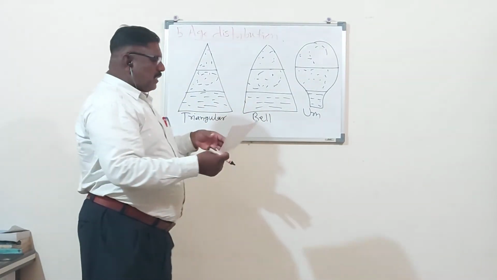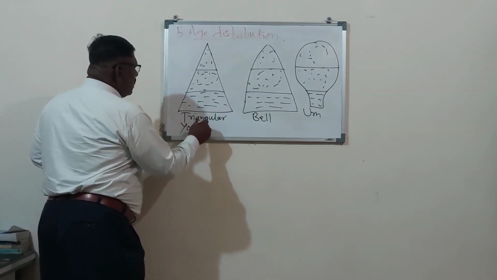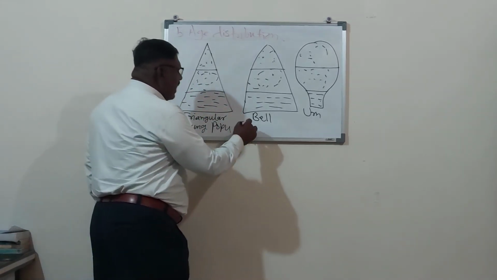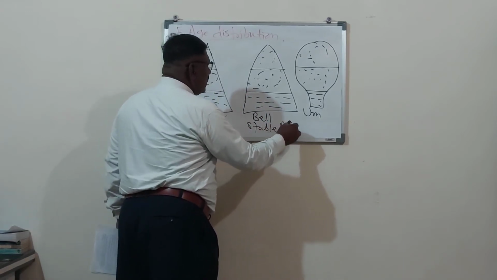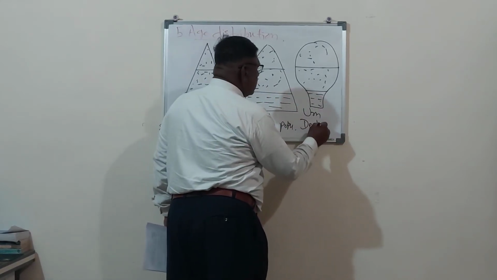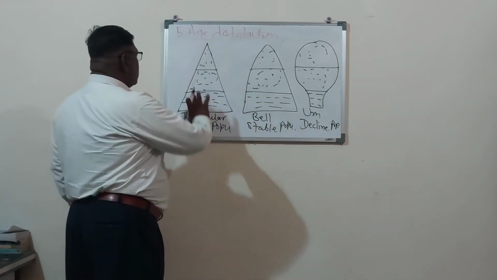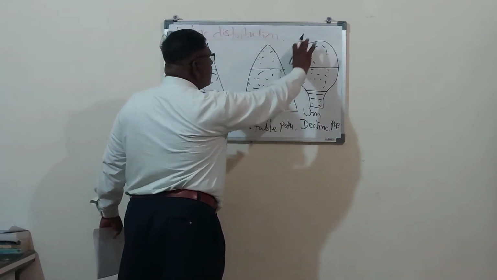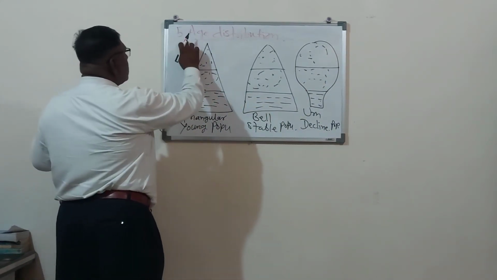The triangular shape indicates the young population. The bell shape shows the stable population. And this shows the declining population. Here this part, this part, and similarly this part, these three show the age distributions.